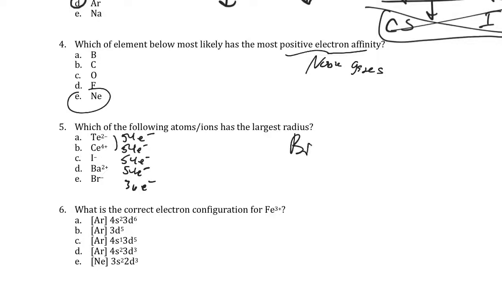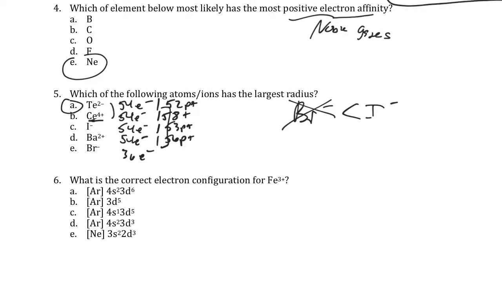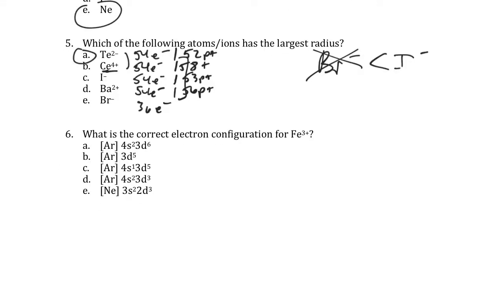So bromide is definitely going to be smaller than iodide, so bromide can't be the answer to the question. And then when we're ranking the isoelectronic ions relative to each other, it will be the ion with the fewest number of protons, so that's going to be tellurium because that's only 52 protons, 53 in the case of iodide, 58 in the case of cerium, and barium only 56 protons. So the smallest would be the Ce4+, the biggest is going to be the telluride ion. So Te2-.